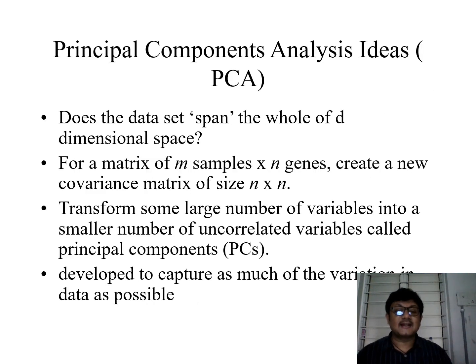Principal components analysis ideas. What is the main idea behind principal components analysis? Does the dataset span the whole of d-dimensional space? For a matrix of m samples by n genes, create a new covariance matrix of size n by n. Transform some large number of variables into a smaller number of uncorrelated variables that are called principal components. It is developed to capture as much of the variation in data as possible.